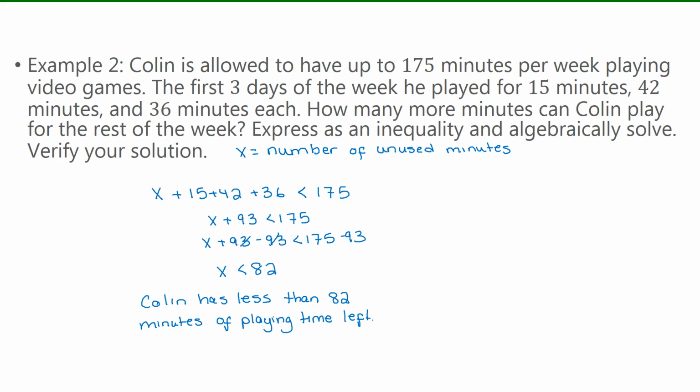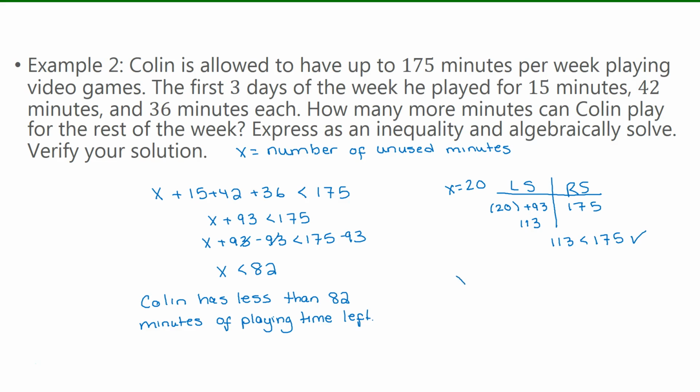So now to verify this, I'll plug in a value that's less than 82. I'm going to use 20. So I'll plug in 20 on the left, and we have 175 on the right. And working at the left-hand side, I get 113. And 113 is less than 175. So 20 is part of the solution.